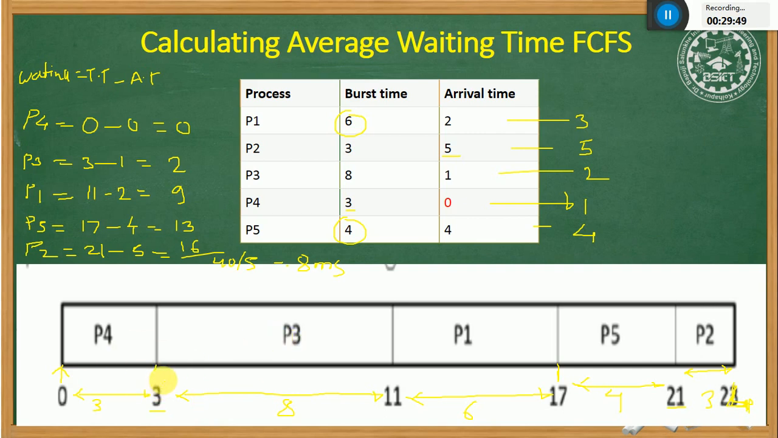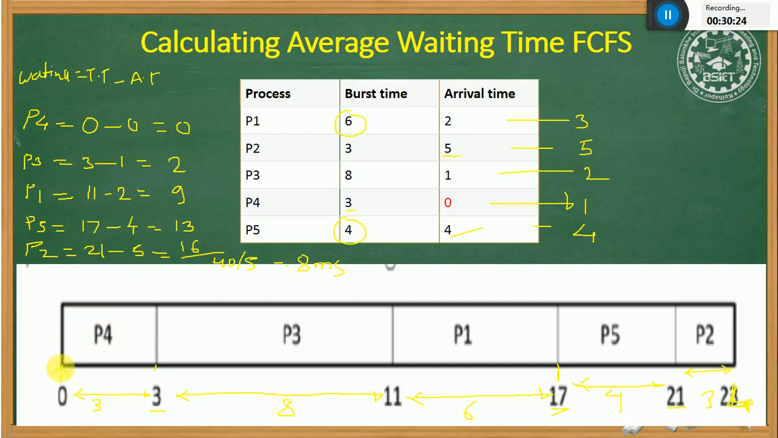Then for P3, turnaround time 3 minus arrival time 1, so 3 minus 1 is 2. For P1, 11 minus arrival 2. Okay, for P5, 17, because it started at 17, minus arrival time 4. And last for P2, it starts at 21 milliseconds minus arrival 5, so that is 21 minus 5.